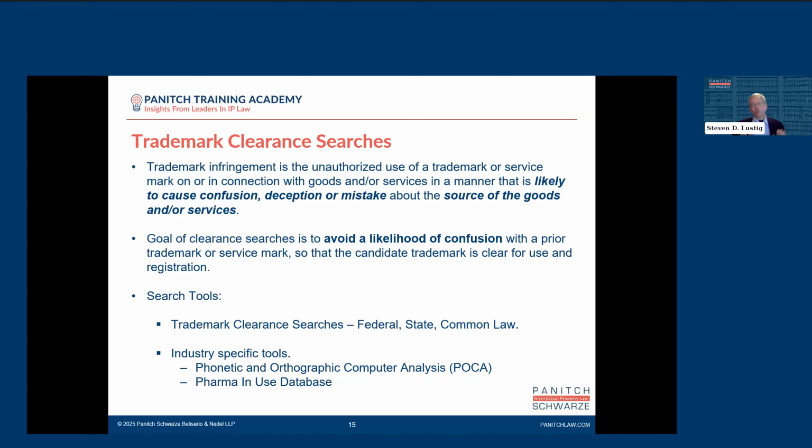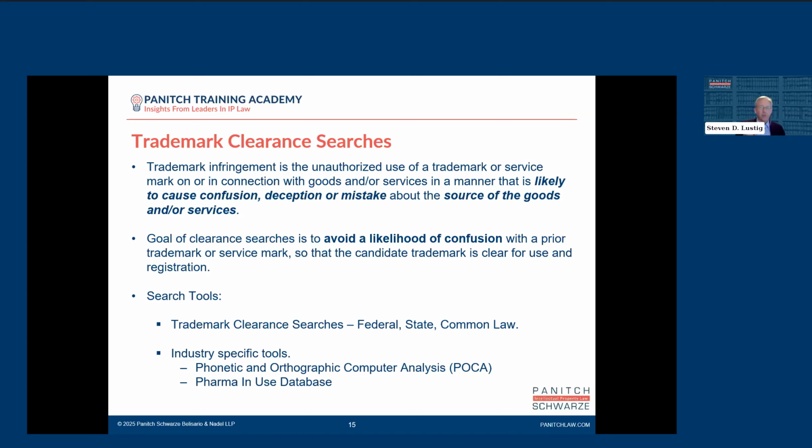Now, there are different search tools that you use in clearance searches. The traditional one is just regular clearance searches, where in the United States, we search the federal trademark records, state trademark records, because remember, in the United States, we have a federal trademark registration system and also each state has their own trademark registration system. And then common law, which is, you search different sources to find out if there's anybody making unregistered use of a trademark. Because remember, under the law of unfair competition, somebody can have trademark protection for their logo or their mark without having a registration.